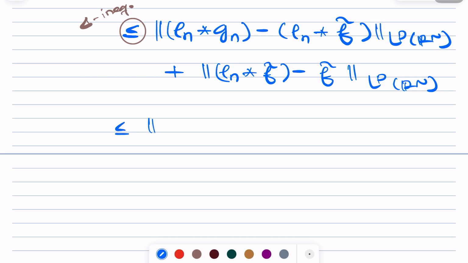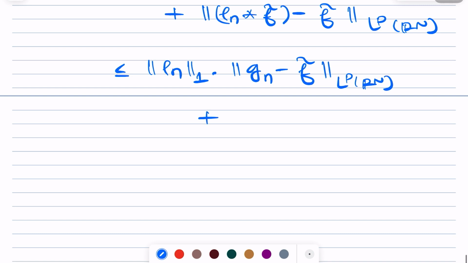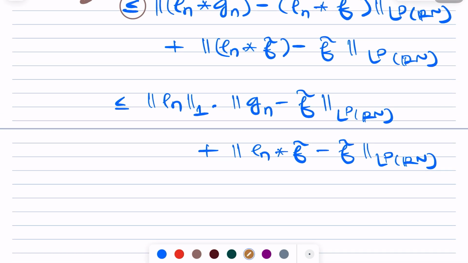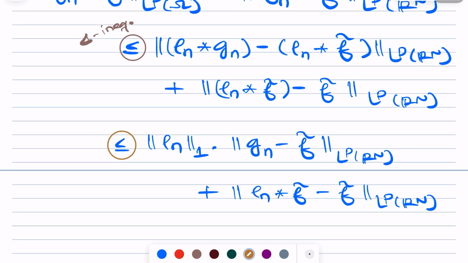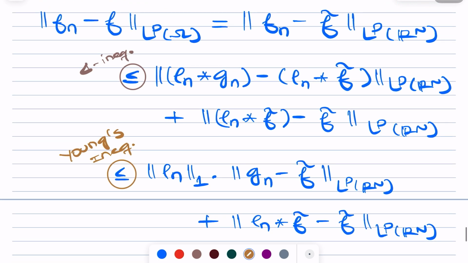Okay, now this is actually less or equal than the L1 norm of rho n, I'm going a bit fast here, and the Lp norm of Gn minus F tilde. Let me write Lp of Rn, because so far we have two spaces, omega and Rn, plus the norm of rho n convoluted with F tilde minus F tilde in Lp of Rn. Well, why does this hold? This actually follows by Young's inequality. This was theorem, I remember 4.15, something like that. So apply it to this term here.